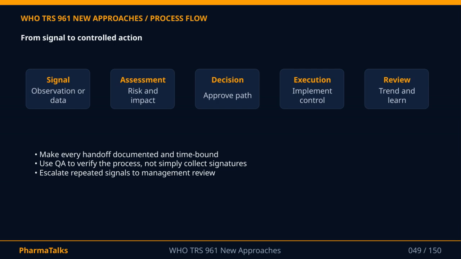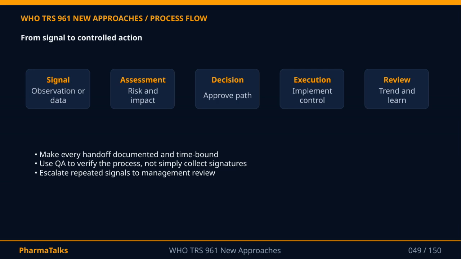Then we go into execution, where the control measures are actually implemented to address the signal. Lastly, the review phase is where we analyze trends and learn from the experience. This continuous loop helps improve future responses.